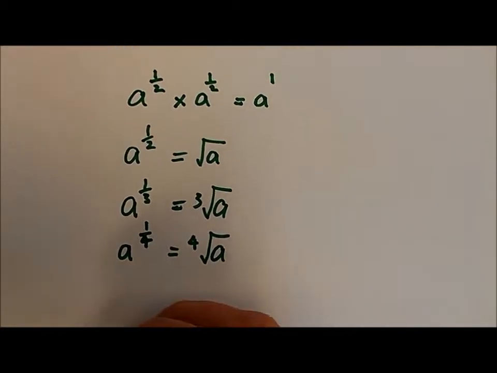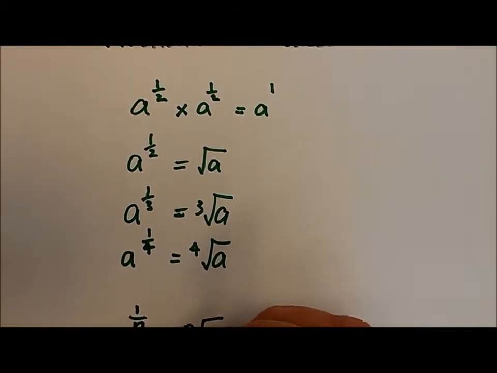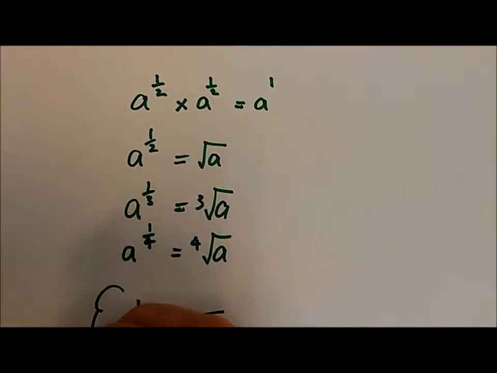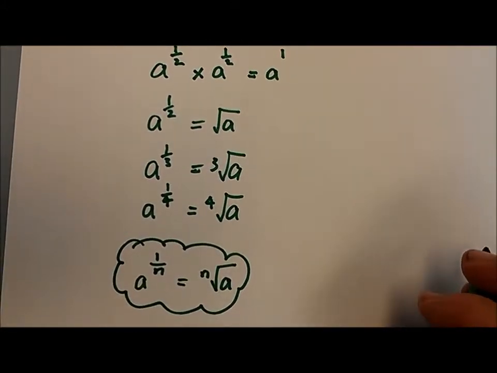In general, a to the 1 over n is going to be the nth root of a, depending on what n is. So that's a fractional index, and that's its meaning.